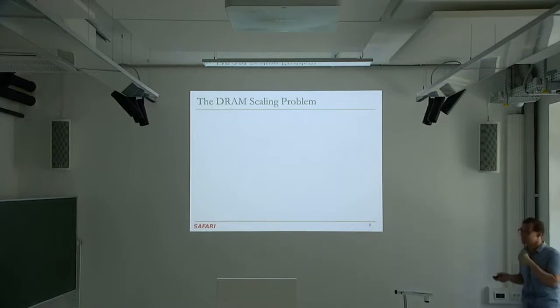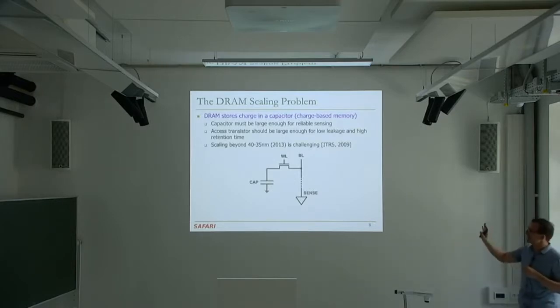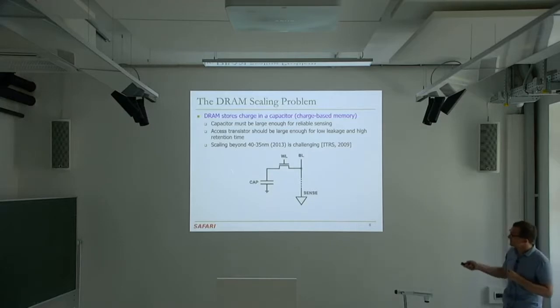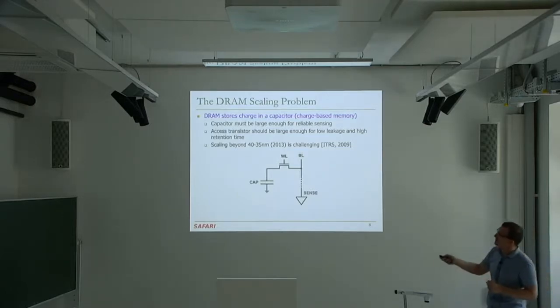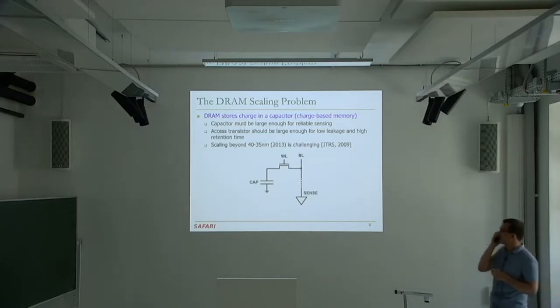Essentially, we talked about the DRAM scaling problem yesterday, and I think the DRAM scaling problem leads to a lot of bit flips. I'm not going to go through this in detail again, but very quickly, DRAM stores charge in a capacitor. This is the storage unit. This is the access unit. And for the DRAM cell to work, both the storage unit and the access unit must be reliable. Right? And as you reduce the size of the cell to smaller technology nodes, both of the units become hard to maintain as reliable, as we discussed yesterday.